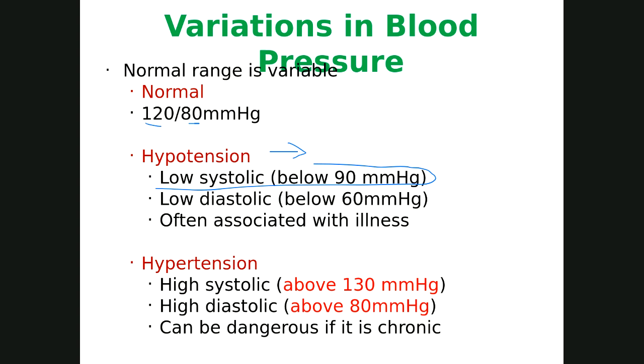Then hypertension. Hypertension is a very common situation where the blood pressure goes beyond the range. A high systolic pressure is above 130. I wanted to highlight this particular value because it was changed in 2017.